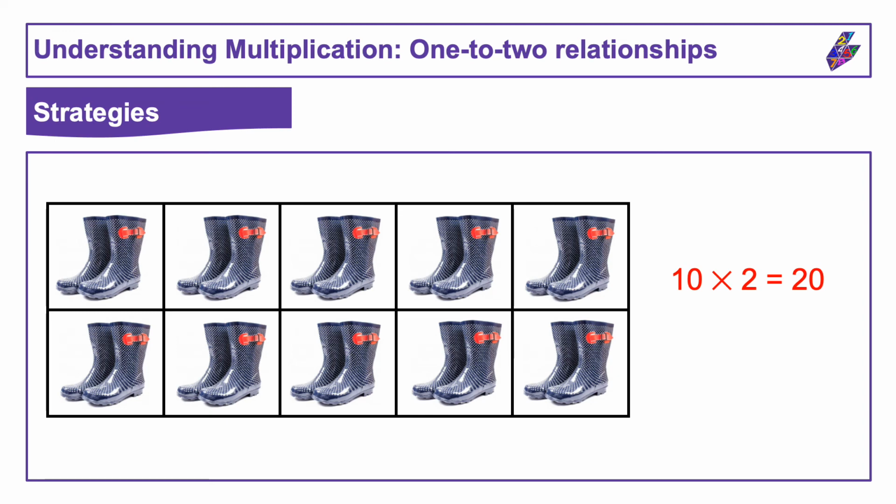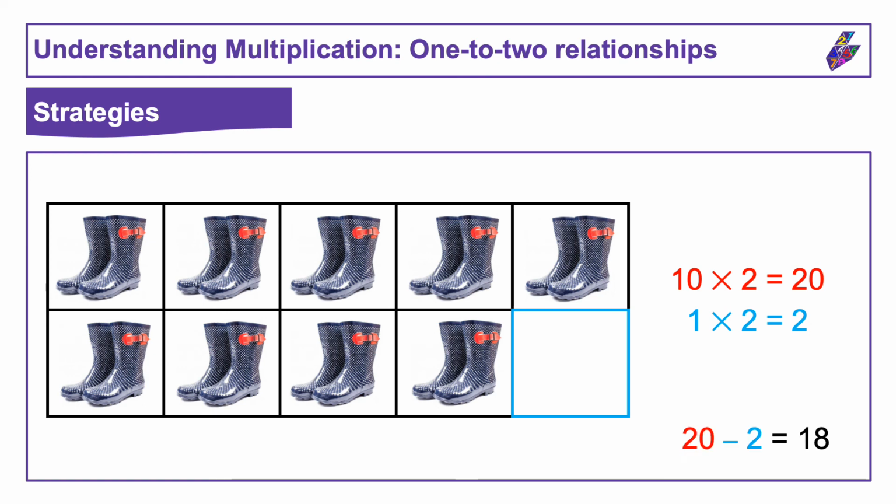One strategy you might have used is thinking about the idea that you know what 10 times 2 is. 10 times 2 is 20. So if I've got 9 pairs of boots, this is one group of 2 fewer. So we just need to subtract one group of 2 boots from the 20 boots we already had. 20 boots minus 2 boots equals 18 boots. If I want to record this in an equation using a multiplication sign, it looks like this. 9 lots of 2 equals 18, or 9 times 2 equals 18.